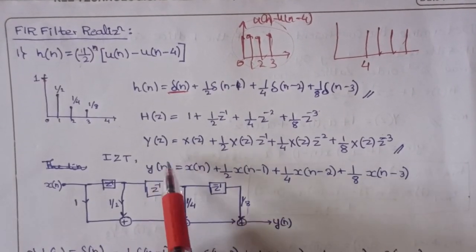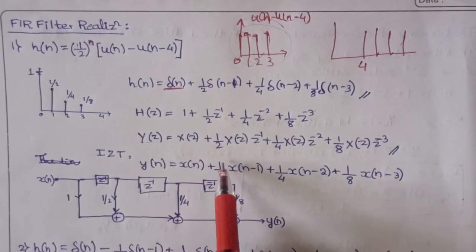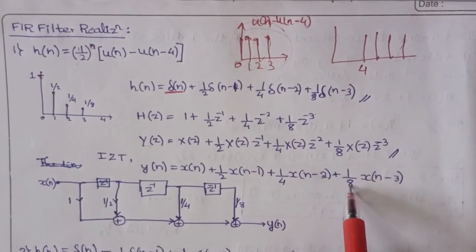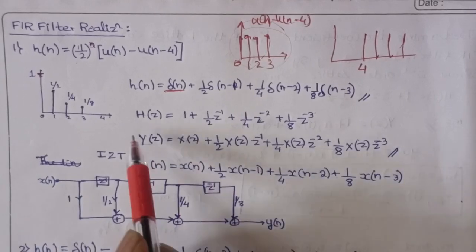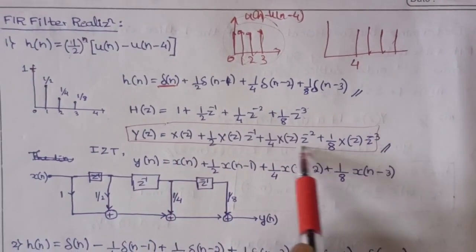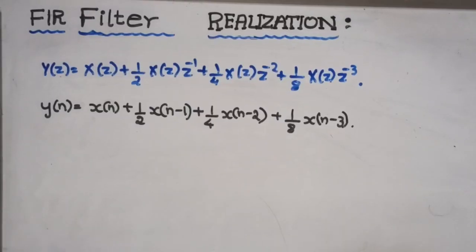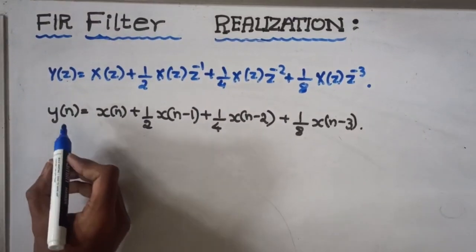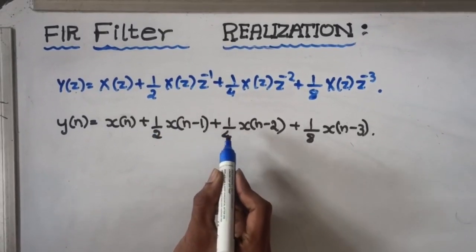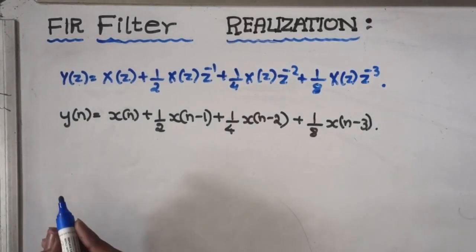By taking the inverse z transform for this function, we get y of n is equal to x of n plus 1 by 2 x of n minus 1 plus 1 by 4 x of n minus 2 plus 1 by 8 x of n minus 3. We have to plot the FIR form for this equation. Let us plot the block diagram for this equation.